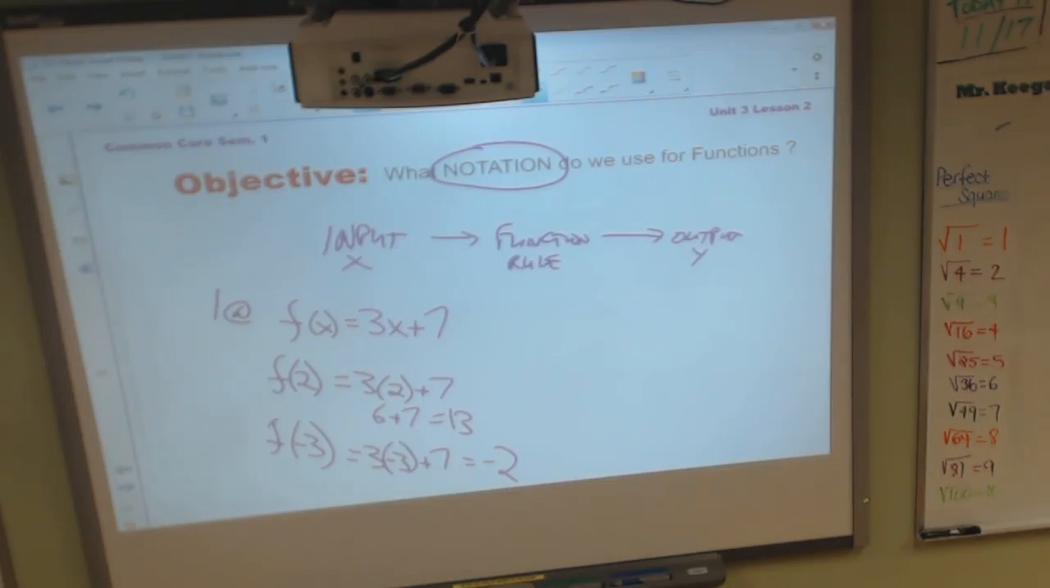Simple stuff, right? We didn't get him a calculator? We didn't get your calculator? I'm good, Mr. I got my brain. All right.